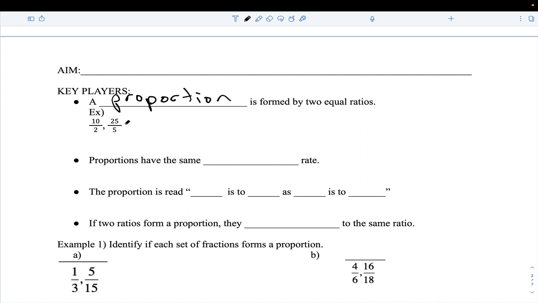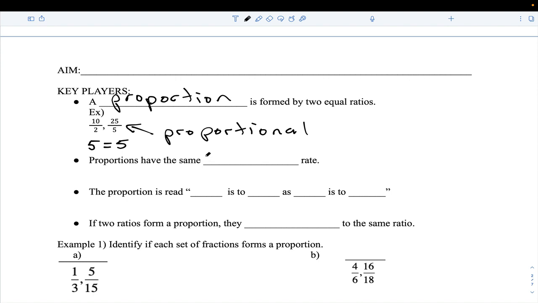Look at 10/2 and 25/5. If you simplify these, what's 10 divided by 2? Whole class? 5. That's 5. What about 25 divided by 5? 5. Okay, so you can write 5 equals 5. If you have two ratios that simplify to the same thing, you can call this proportional. I'm going to put an arrow and say those fractions are proportional.